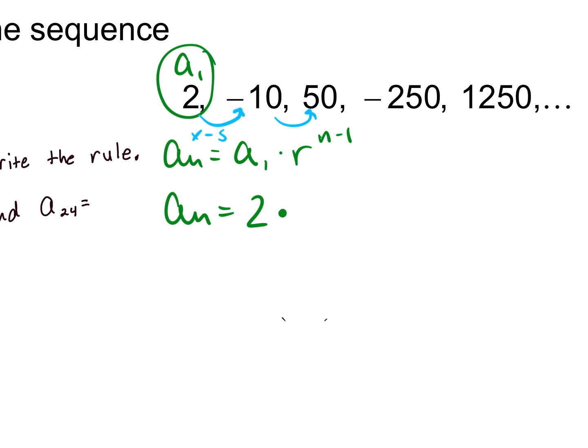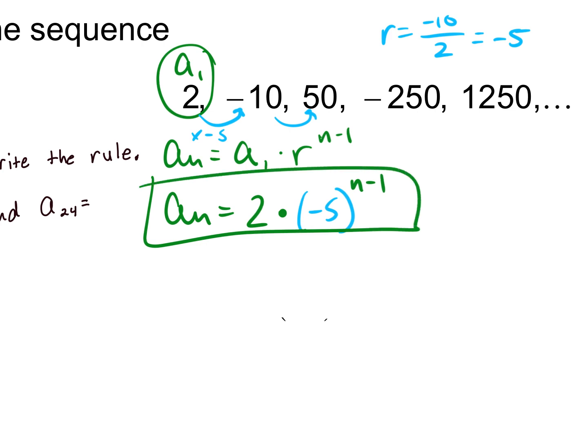-5. Perfect. If you don't see that right away, you could always do your second term divided by the first. So to find r, you can do -10 divided by 2. That would give us -5. So our common ratio is -5 to the power of n minus 1. So this would be our rule.